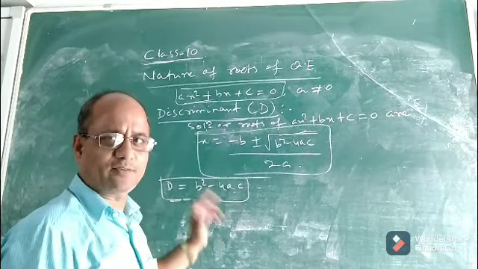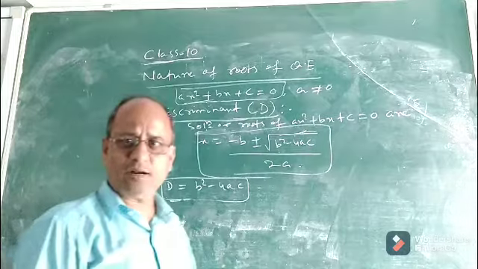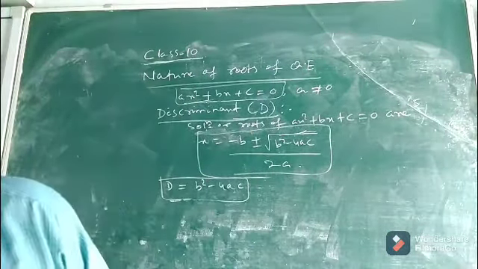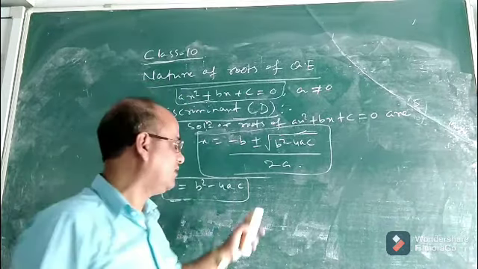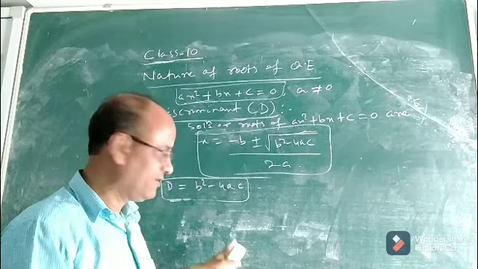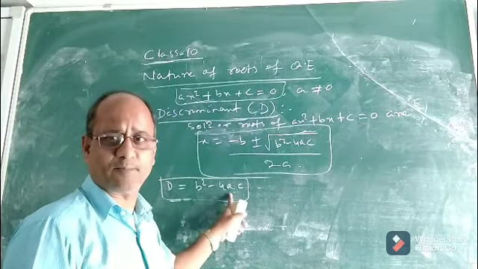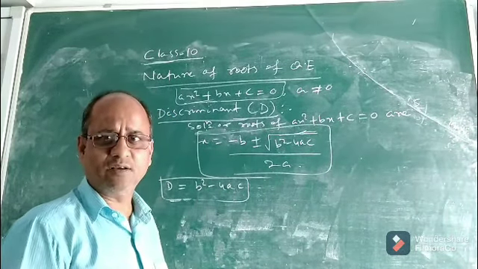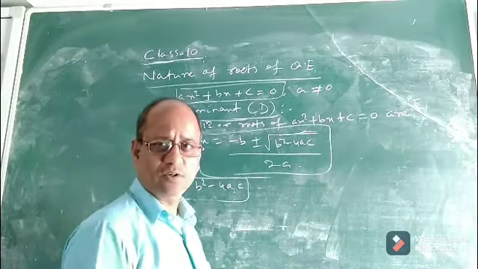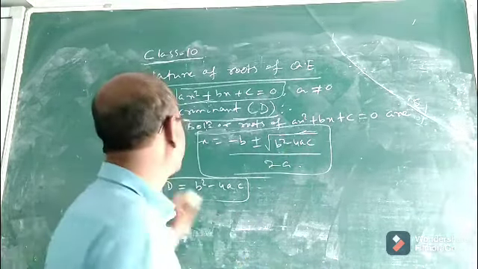Now why is it called discriminant? It is called discriminant because it decides the nature of the roots of the quadratic equation. That is why it is called the discriminant. Now you came to know what is discriminant. Let me discuss the nature of roots.